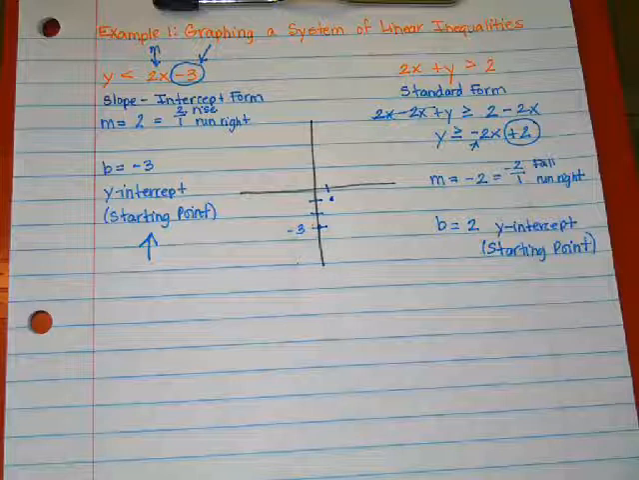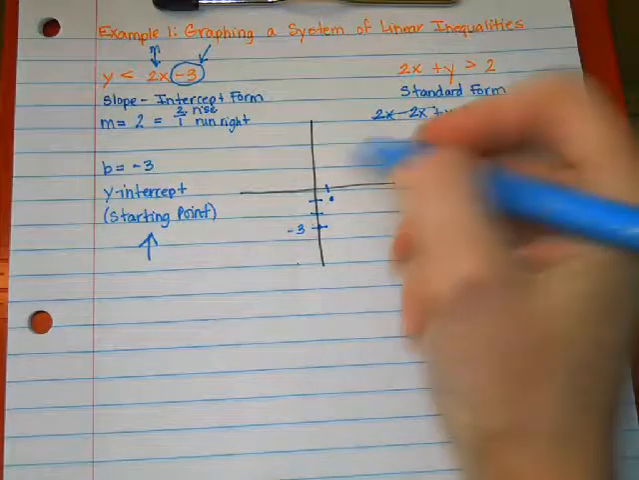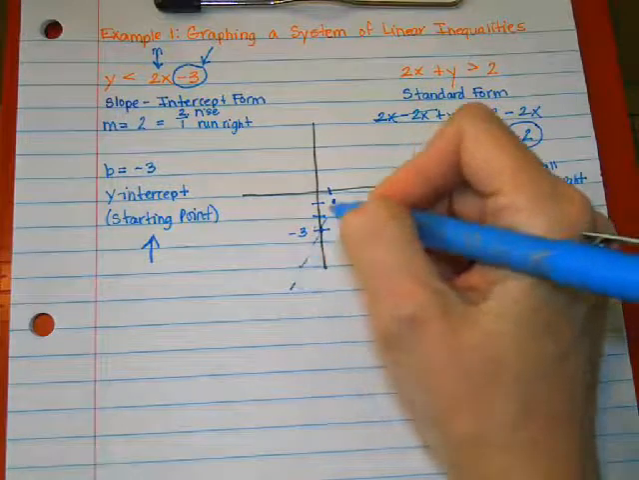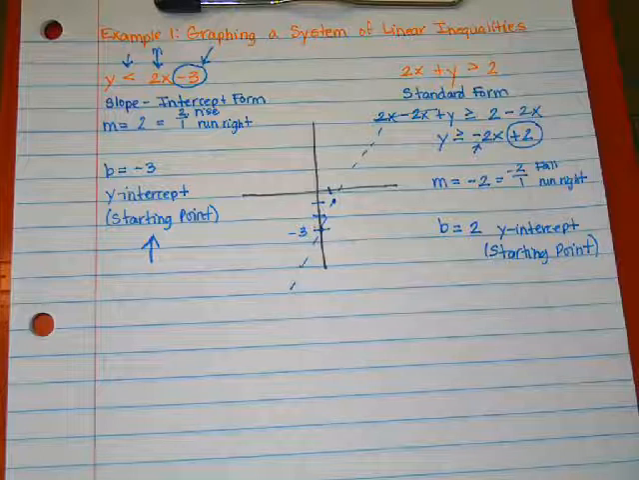All right, so Miss Ava, would my line be solid or dotted? Fantastic. I would have a dotted line because my inequality did not have an equal to bar.